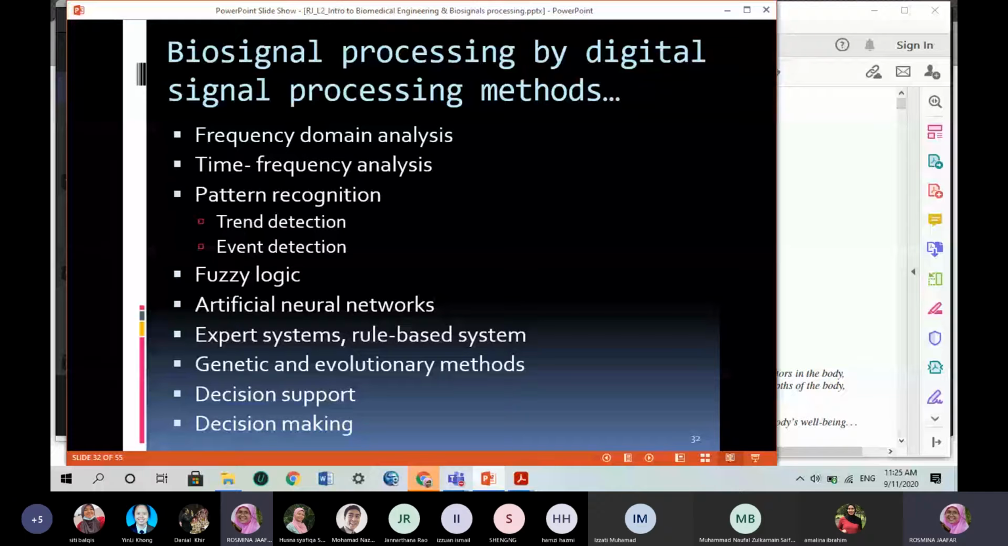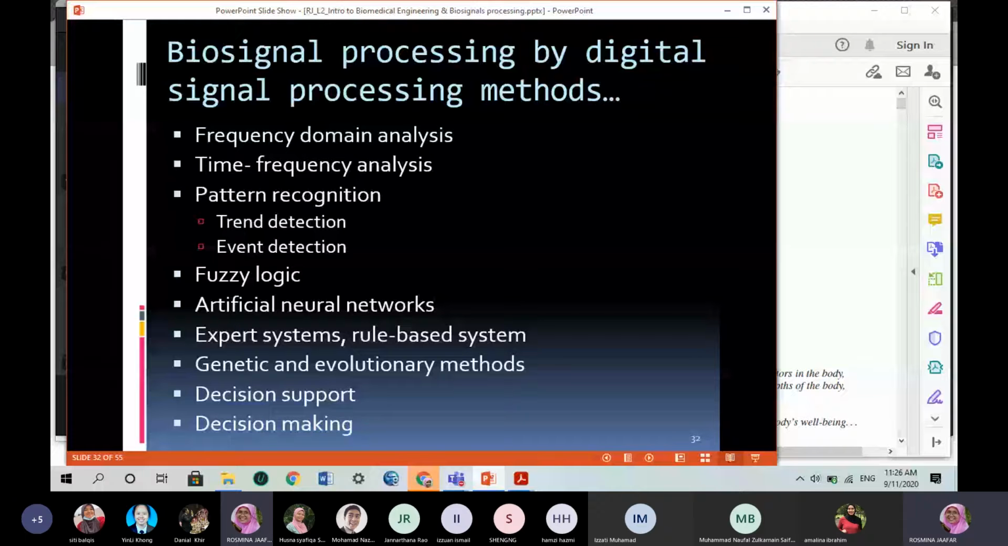So frequency domain analysis and accurate analysis can be done by computation, by programming. So you can identify exactly what frequency the signal has and what changes. You can also do time-frequency analysis. Time-frequency means you analyze both the time domain and the frequency domain.